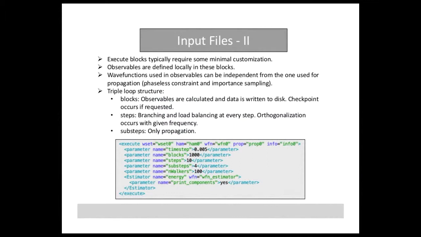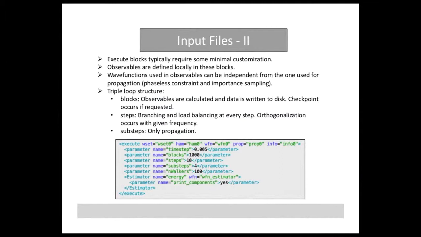Steps is, of course, inside blocks. And at this point, we do branching, load balancing, and orthogonalization. You get to control the frequency of orthogonalizations, but you don't get to control the frequency of branching. So at every step, you will branch and you will load balance. So we go to disk every block. We go to the MPI network every step, essentially. That's the way we're designing this.